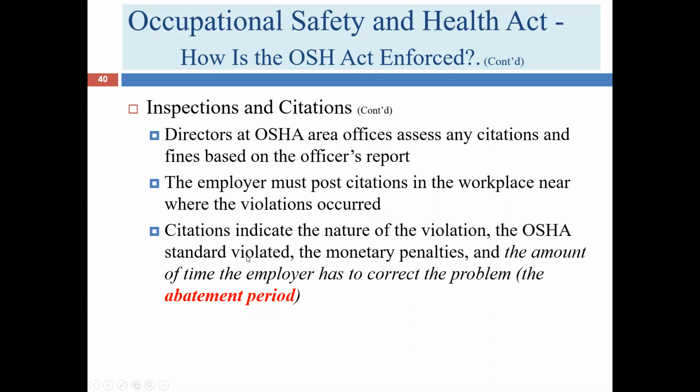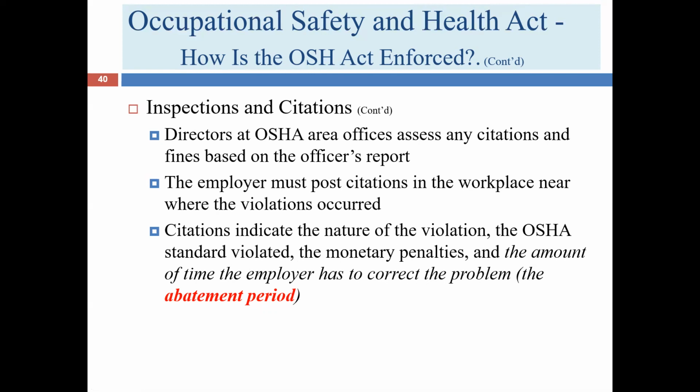So the citation, what does it say? It's going to include the nature of the violation, the OSHA standard that was violated, the amount of money the company has to pay, and the amount of time that the employer has to correct the problem. This is the abatement period. So this way the employees can be keeping the employer honest.